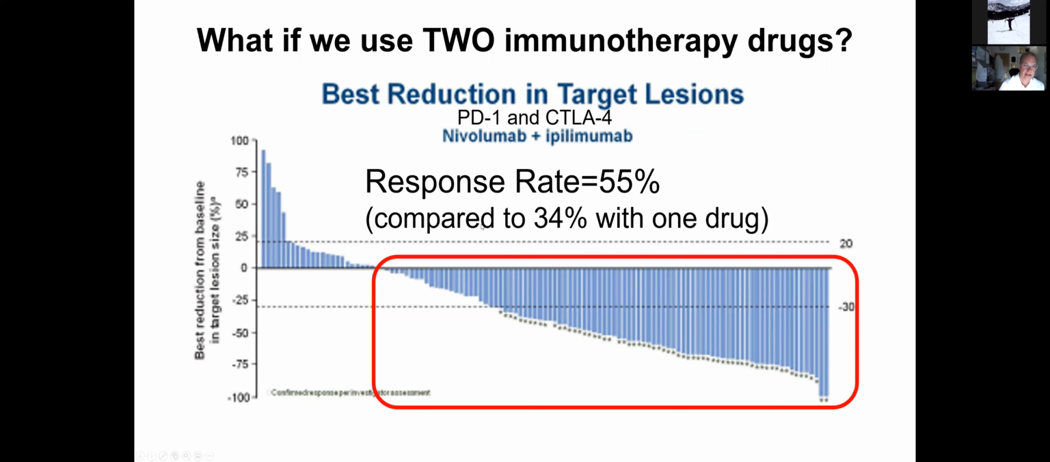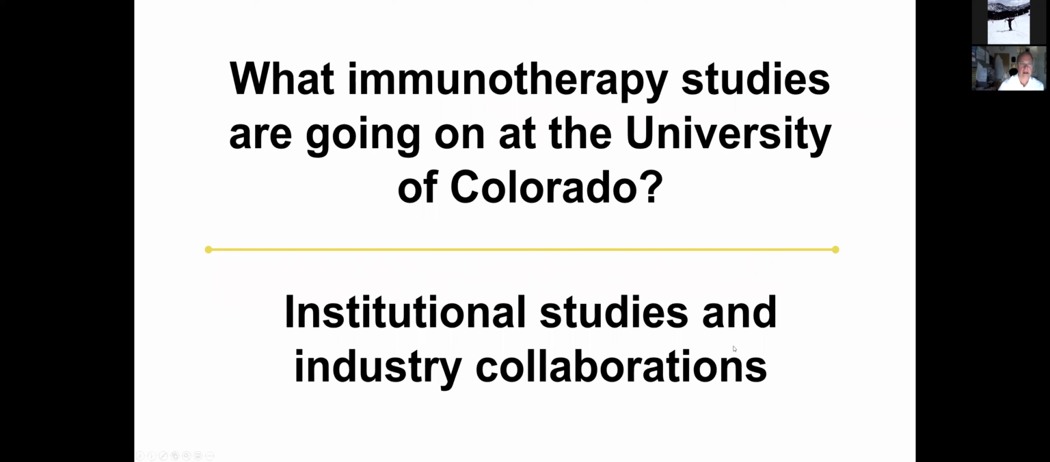What about if we combine? So here we have one checkpoint plus another checkpoint. I mentioned this PD-1 and CTLA-4. Now we even get higher response rates. Now even more of these tumors are shrinking. So if we combine immune therapy, it can actually work quite well.